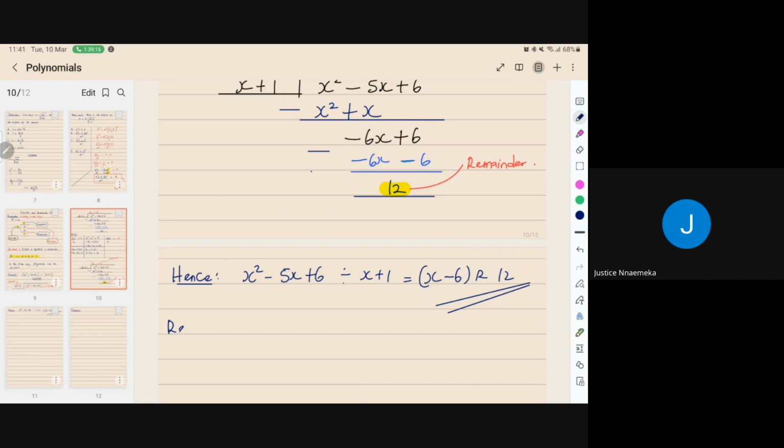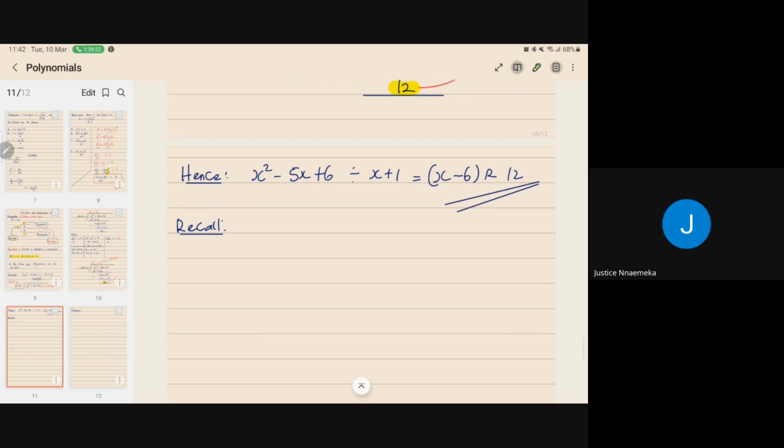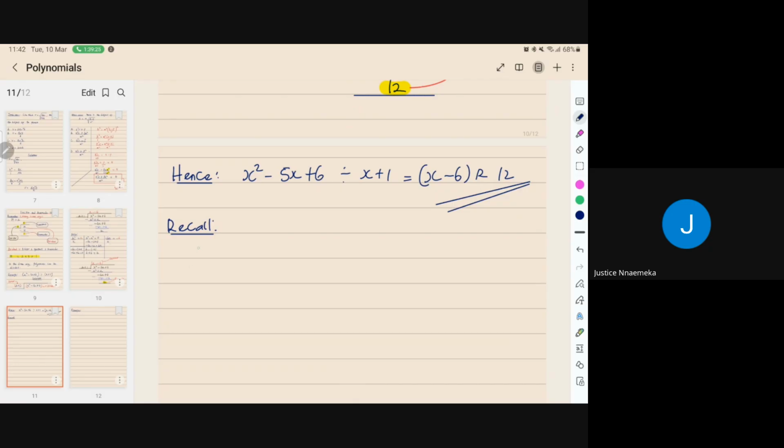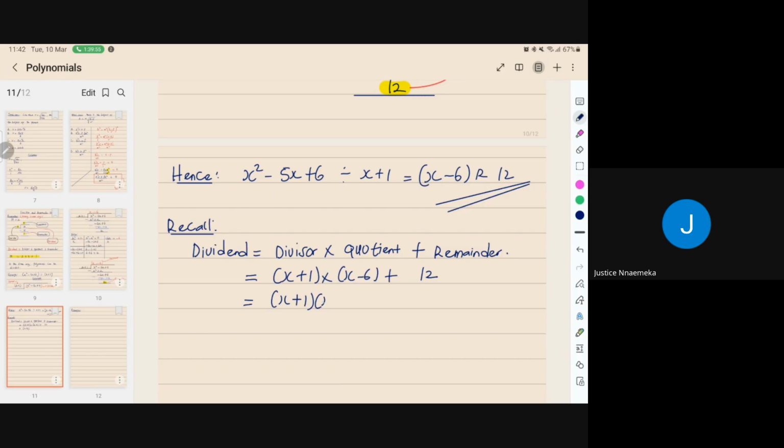Now, recall that your dividend is equal to divisor times quotient plus your remainder. So let's check this. Divisor is what? x plus 1. Quotient is what? x minus 6, plus 12. So this means x plus 1 times x minus 6, plus 12.